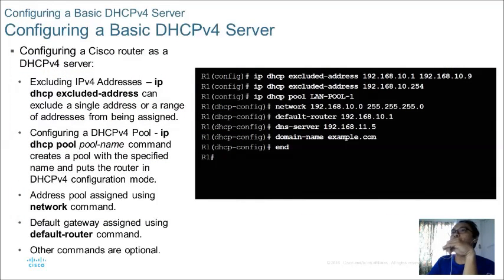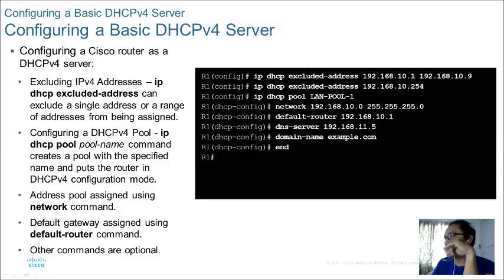So this is how we configure a basic DHCP server configuration in our router. The first thing, number 1, is to exclude the IP addresses that you don't need to give out to your intended clients. You can do that by giving the command ip dhcp excluded-address from 192.168.10.1 until 192.168.10.9.